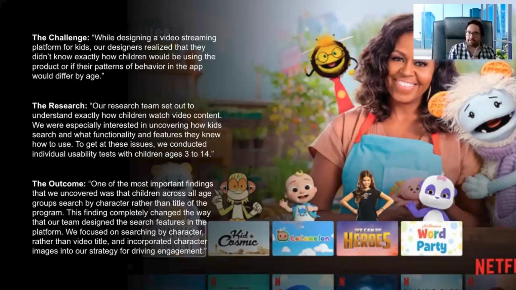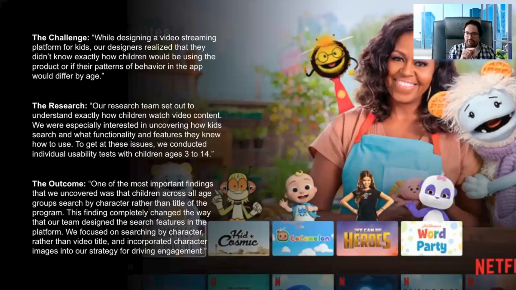And in the case of this particular product, obviously companies cannot solve how remotes work, right? But for example, Netflix, from their perspective, can use the user interface to facilitate that goal, which is to find a particular program or cartoon for kids. So the outcome was that one of the most important findings they uncovered was that children across all ages, and I think this is an important annotation, as different from adults, search by character rather than the title. And they observed this when they were running the usability tests.